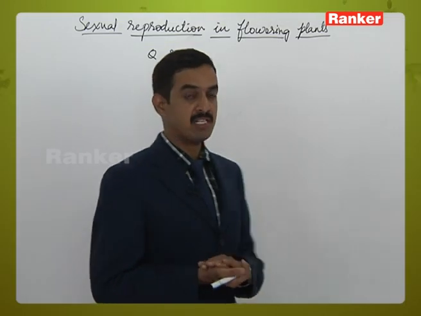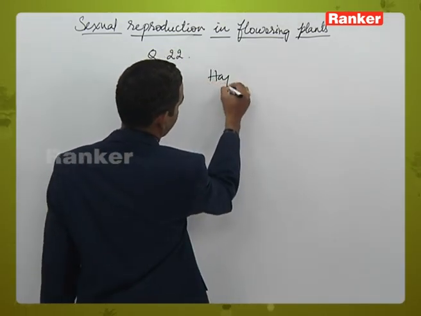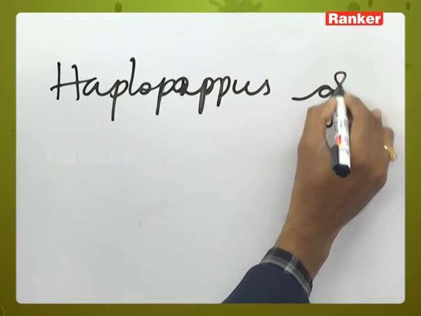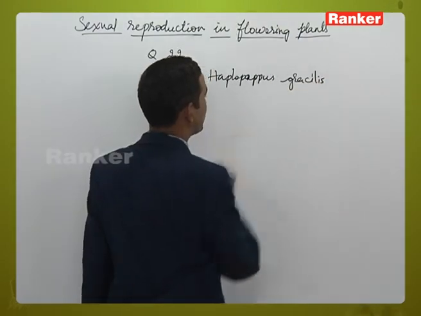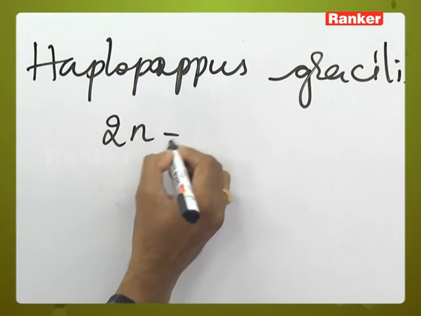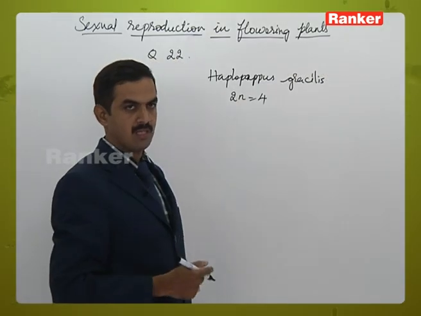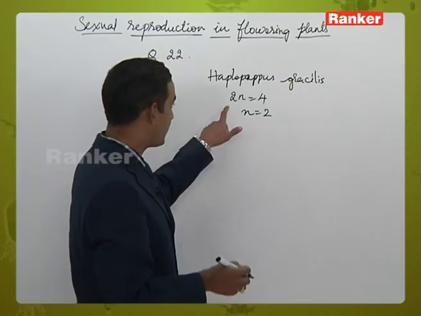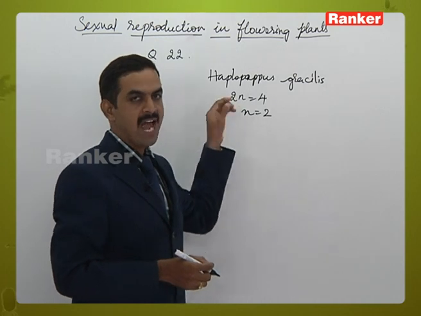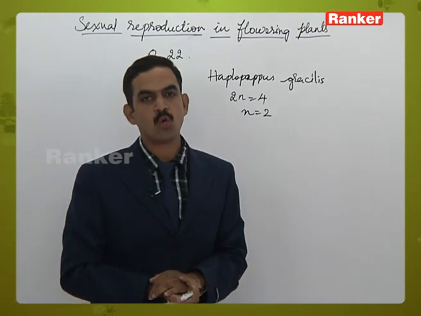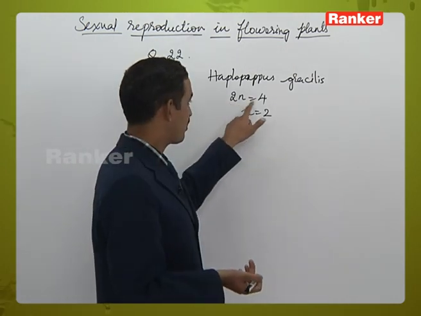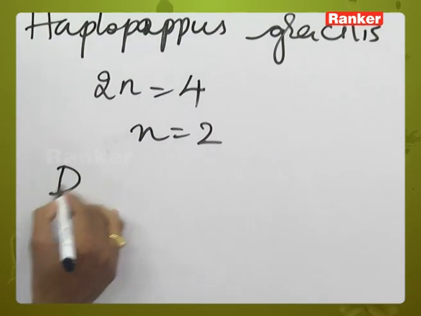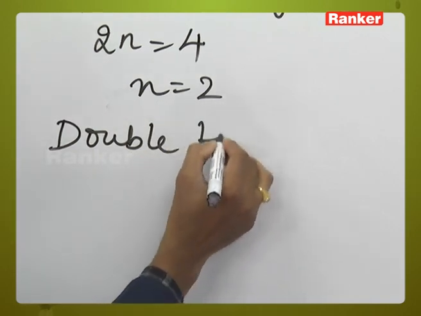Okay, let's come to the question here. Haplopappus gracilis. In this plant, the diploid number of chromosomes is 4 and the haploid number is 2. That means the diploid number has 2 genomes and each genome contains 2 chromosomes. So 2n equals 4 and n equals 2. Okay, here the question is related to double fertilization.